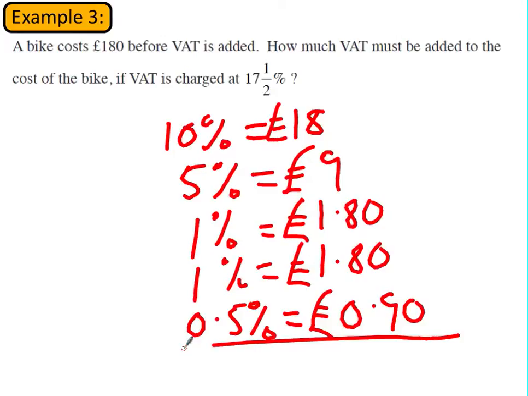Okay, so what we need to do then is add those up, and we're going to have our correct amount. So adding those up, we need to do 18 plus 9 plus £1.80 plus another £1.80 plus 90 pence, and we get the answer £31.50.